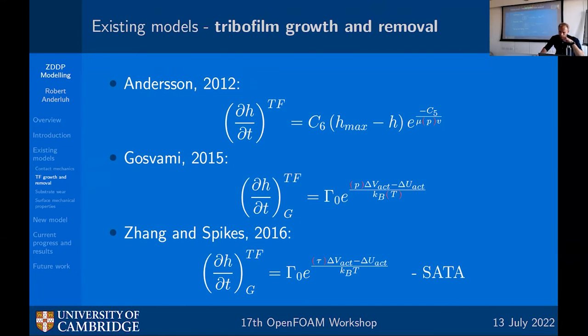And then Zhang and Spikes in 2016 made an appendix of sorts to that theory, saying that actually this model is correct, but pressure is not the driving force; it is instead the shear stress. They showed that through experiments without any contact, but still with shear stress. It was a fully lubricated film, where obviously you have shear stress, but no contact pressure.